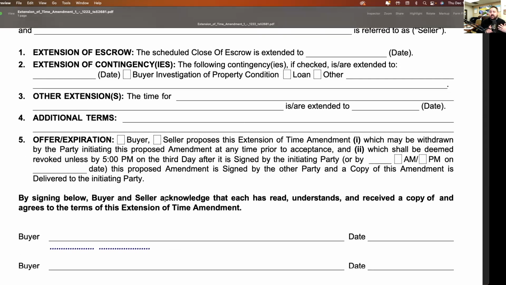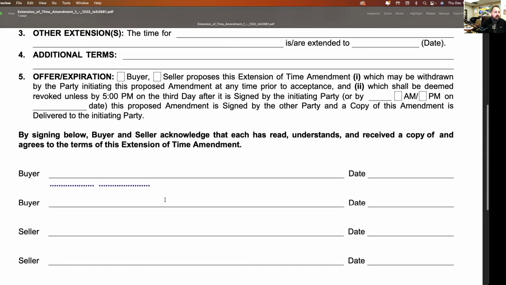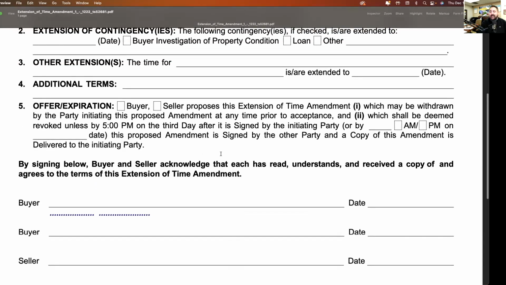They added that to the extension of time amendment, is that it expires. So if I send you an extension of time amendment and you don't approve it, you don't return it back, it expires, which means we'd have to do a new one. So it's not just floating around there forever.